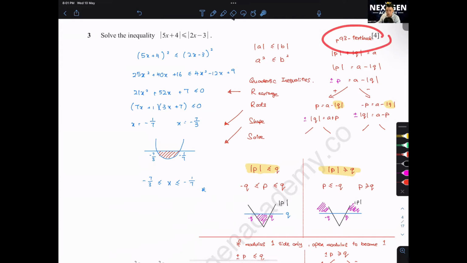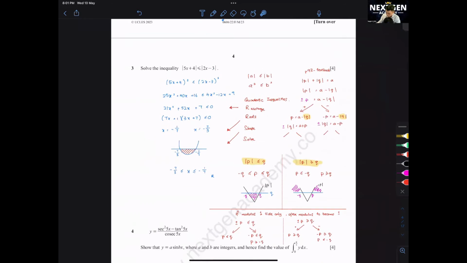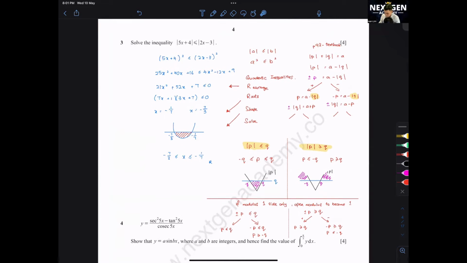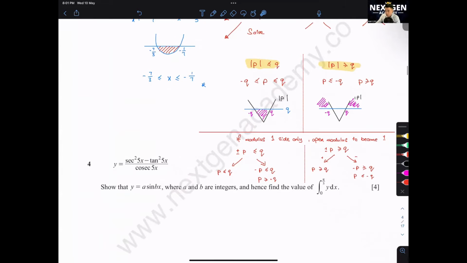You all can go and just look into your page 93 in your textbook. This part here, everything that you all need to know for your inequalities. All right, shall we go? Question 4. If you're not clear later, you all can ask me again.